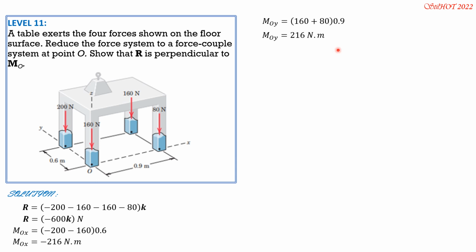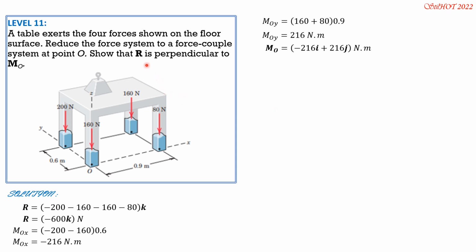And because all forces are along z, there's no moment about z. In vector form, MO is negative 216i plus 216j Newton meter.